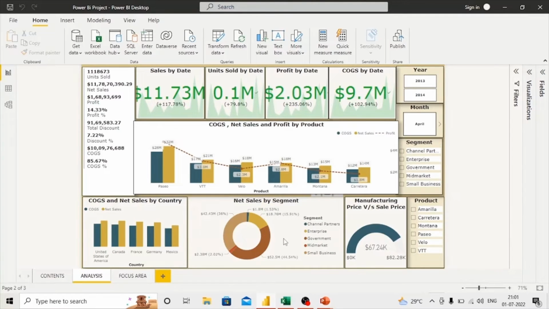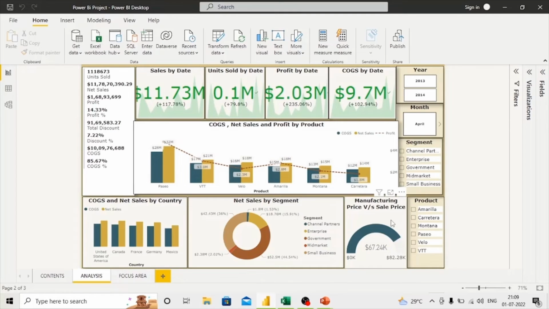If I look segment wise, we have the government segment, which is contributing almost 44.54% of net sales, followed by small business contributing approx 36% of net sales. Then we have enterprise, which is contributing around 15.91% of net sales, followed by mid market at around 2.02%, and at last we have channel partner, which is contributing almost 1.53% of net sales.